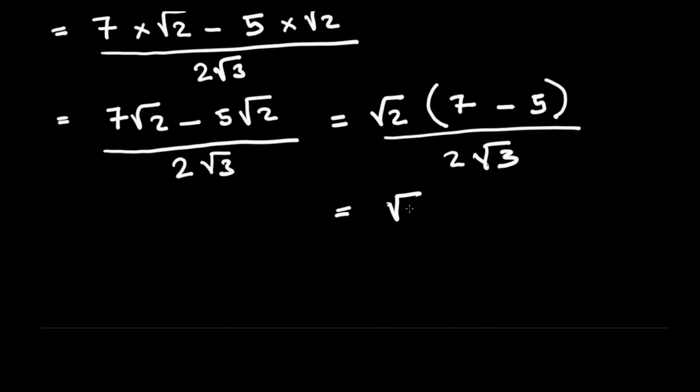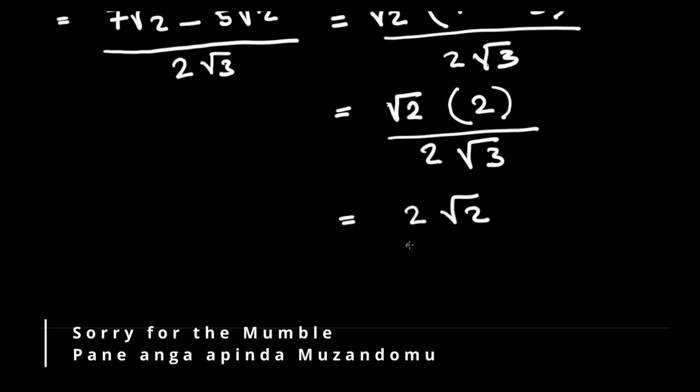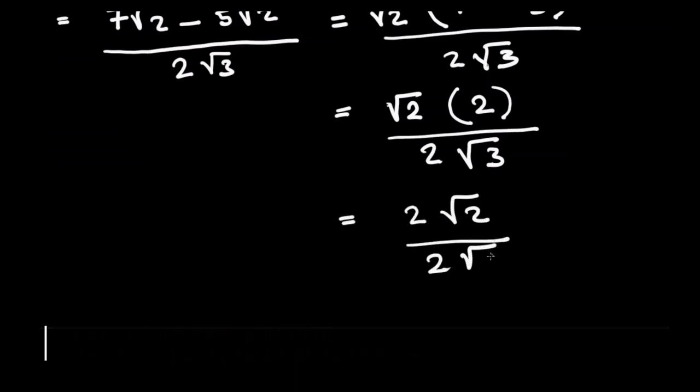So now we have the square root of 2 times, what is 7 minus 5? That's 2, over 2 root 3. So this is 2 root 2 over 2 root 3. 2 cancels out, and finally our answer is root of 2 over root of 3.